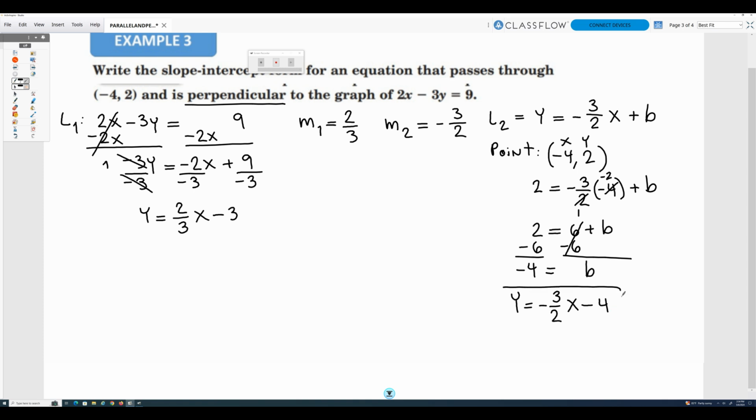The lines 2x minus 3y equals 9 and the line y equals -3 over 2 x minus 4 are perpendicular lines. Remember, parallel lines have the same slope and perpendicular lines have opposite reciprocal slopes.